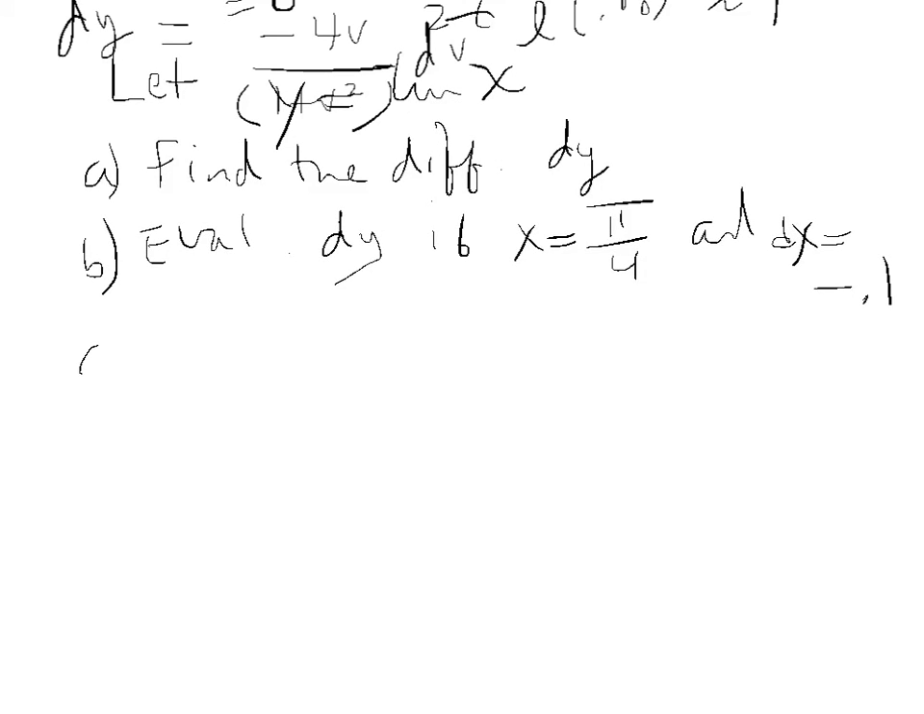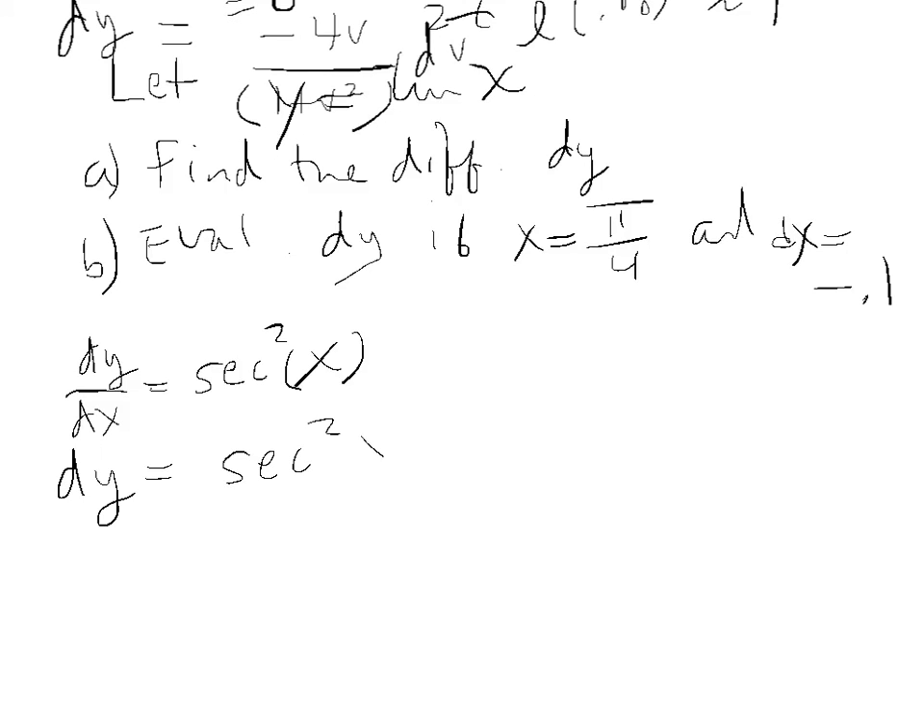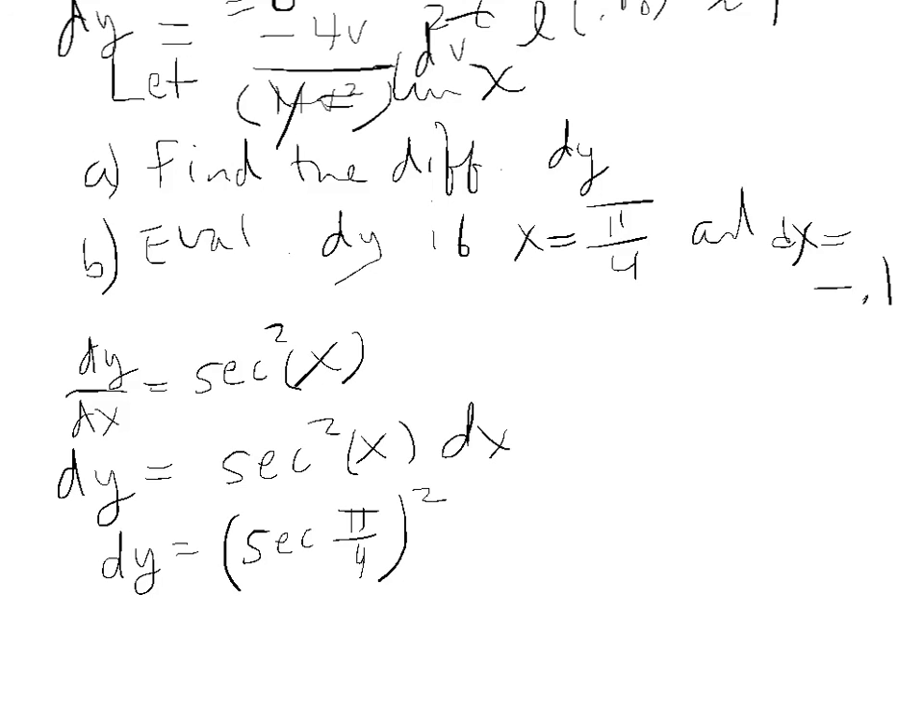So, I'm going to find dy dx first. And the derivative of tan is secant squared x. So the differential, part A, would be secant squared x dx. There's the little change in y equals the secant squared times the little change in x. And then it said evaluate dy when x is pi over 4. So we're going to put that in there. And this really means when you square a trig function, you square the whole thing. And dx is negative 0.1.